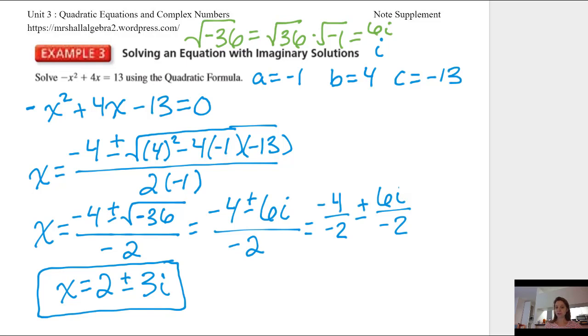Now, having no real solutions and 2 imaginary means the parabola never crosses the x-axis. If I were to sketch this parabola, it would look something like this. It never crosses, has no real solutions, no real roots, just 2 imaginary solutions.